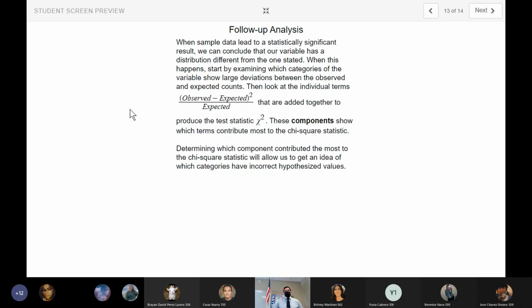When this happens, start by examining which categories of the variable show large deviations between the observed and expected counts. Then look at the individual terms, observed minus expected squared divided by expected, that are added together to produce the test statistic chi-squared. These components show which terms contribute most to the chi-square statistic. Determining which component contributed the most will allow us to get an idea of which categories have incorrect hypothesized values.